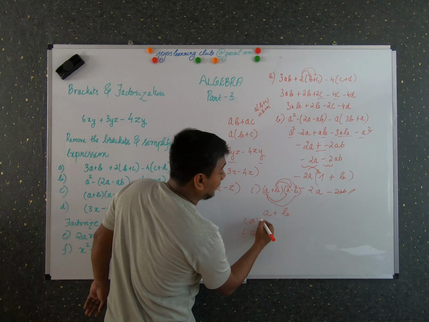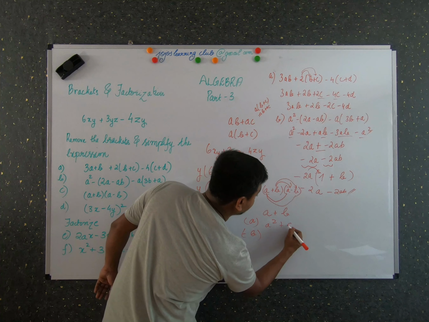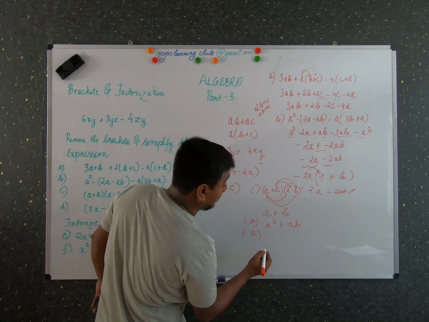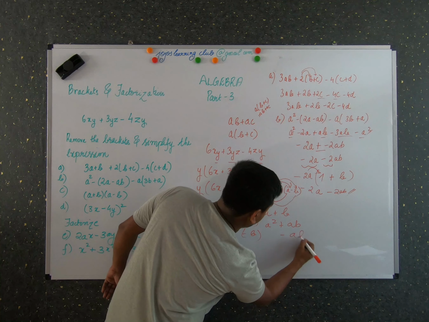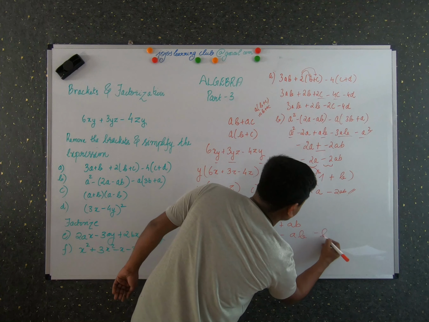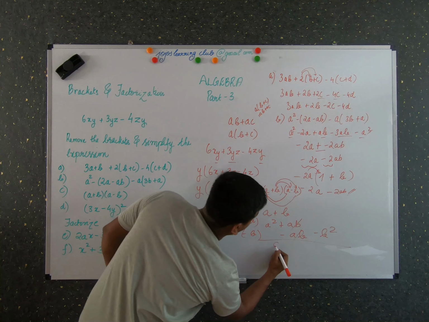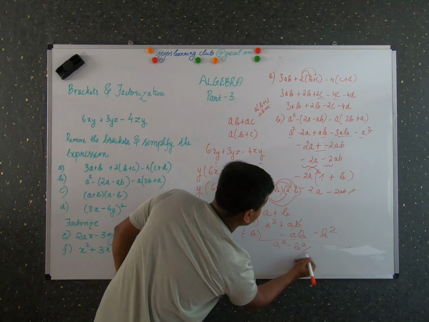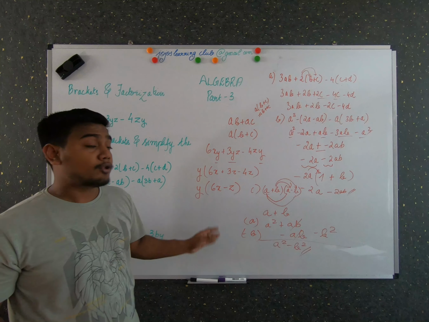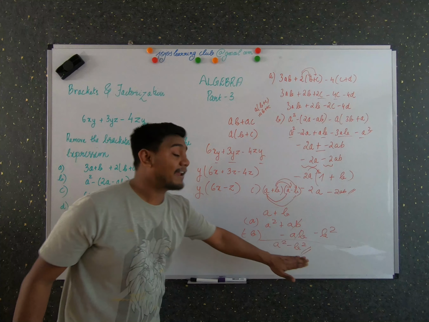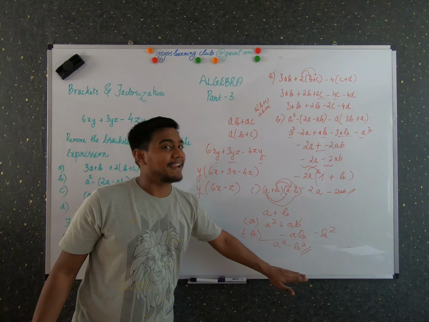So A, when you multiply these values, is A square plus AB, and when you multiply with B, what is it? Minus AB, minus B into B, minus B square. So AB and AB get cancelled. So what is your value? A square minus B square. You can use whichever way, and the final answer would be A square minus B square.